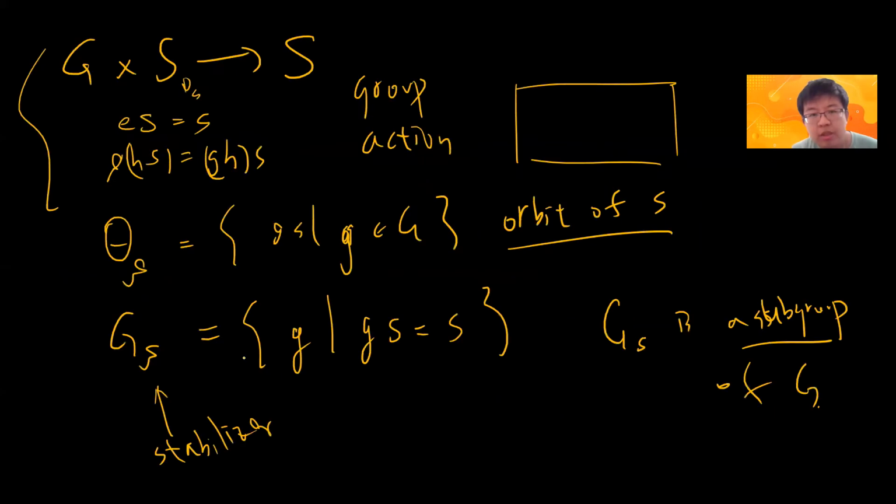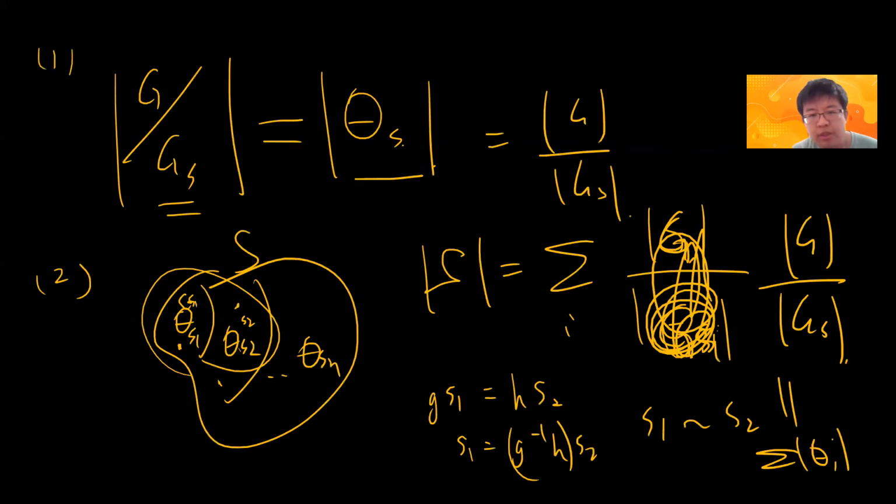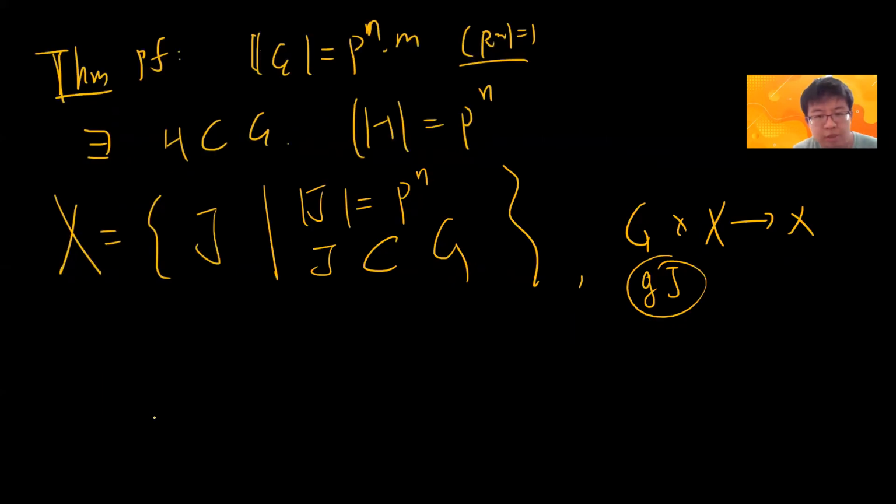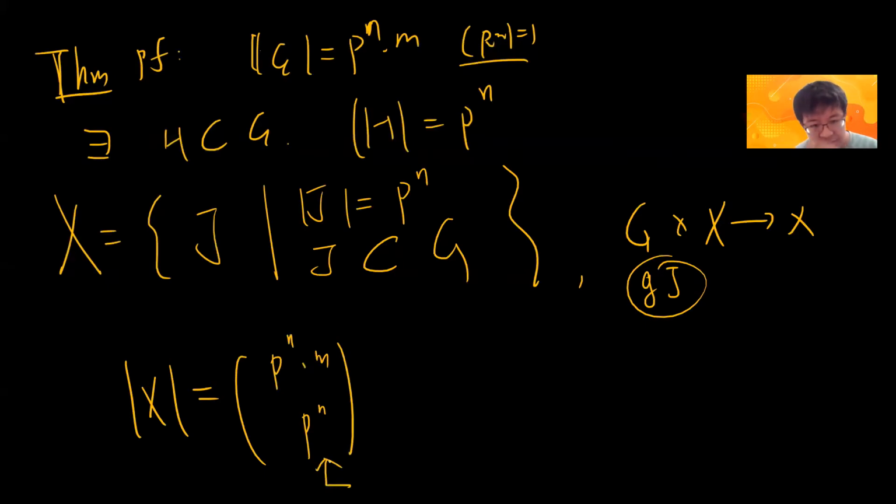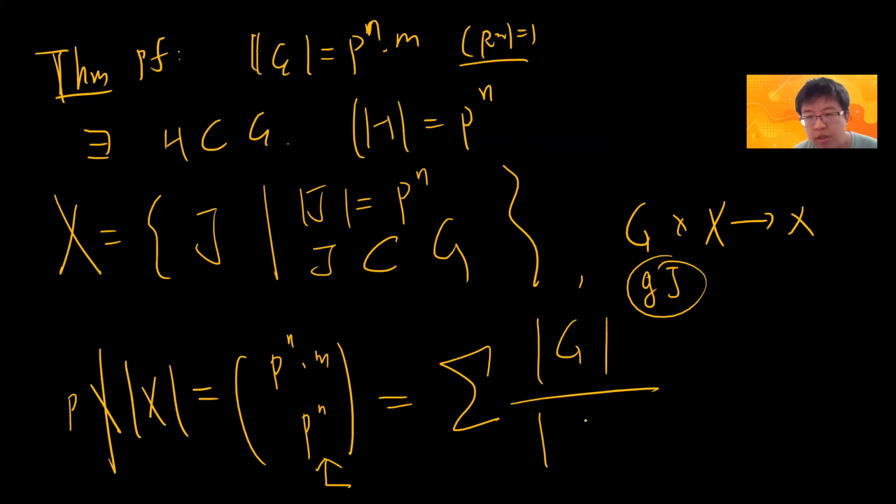By this class equation, this is called the class equation, the number of elements of X will be just p^n m choose p^n. By the previous theorem, these two are coprime to each other, so p does not divide this. This can be written as the sum over the different classes, the sum over G divided by the stabilizer, the orbit of J.